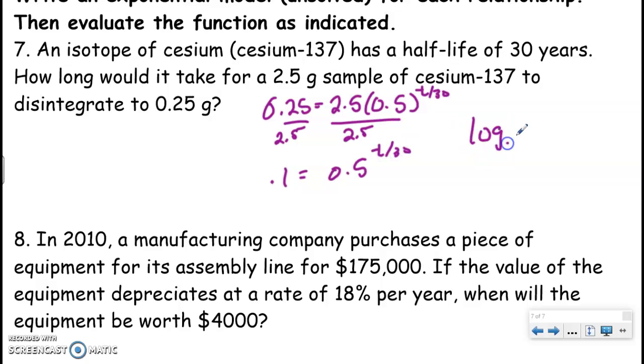So we have log base 0.5 of 0.1 equals t divided by 30. So math, enter, 0.5, 0.1, and then times 30. It's going to be about 99.7 years.